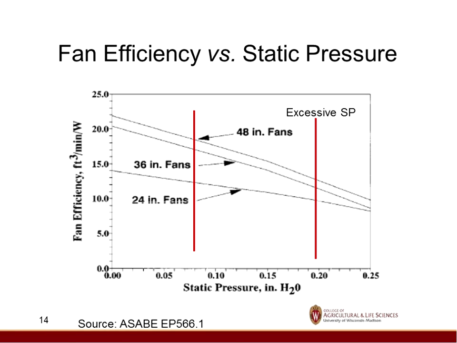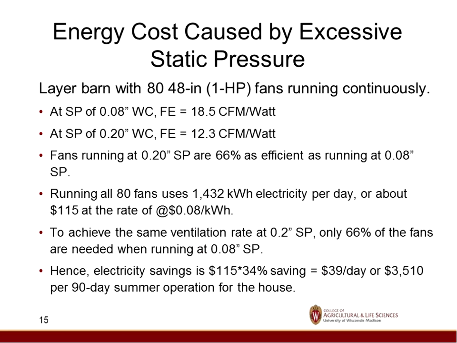So here's an example of what you might look at if you have too high a static pressure. In this case, the building was designed for 8/100ths of an inch, and it's operating at about 2/10 of an inch. So we'll put that in some numbers just so you can see. So you can see all these go down in efficiency. If we look at that at 8/100ths of an inch, our fan has 18.5. At 2/10 of an inch, it's 12.3.